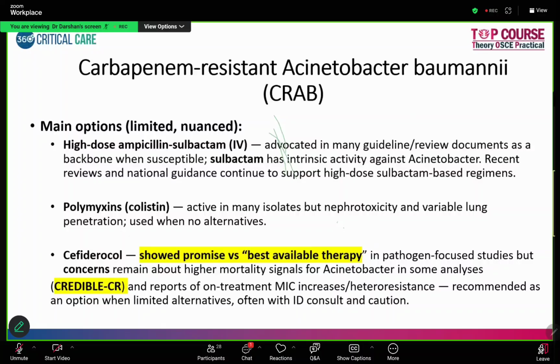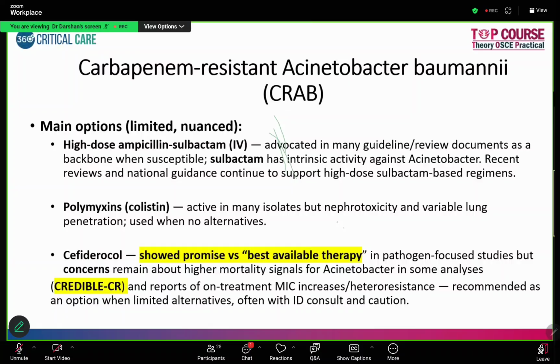If we don't have this, then we can go for a polymyxin-based therapy, either polymyxin B or colistin. Cefiderocol has shown some promise, especially when there is resistance to all or poor clinical response to sulbactam-based therapy. It can be used as an alternate therapy. This is based on a recent trial called the CREDIBLE-CR trial.